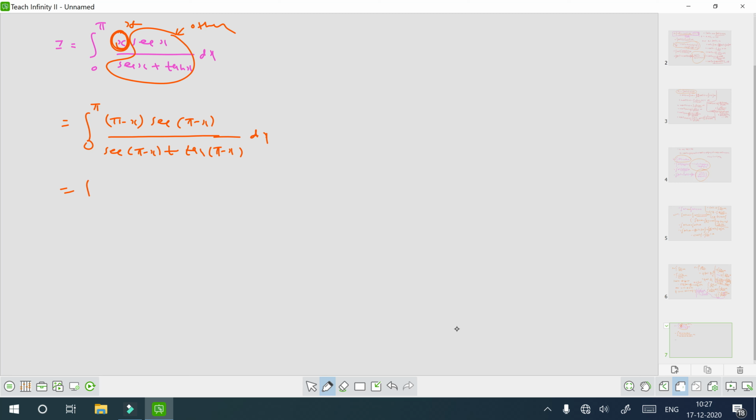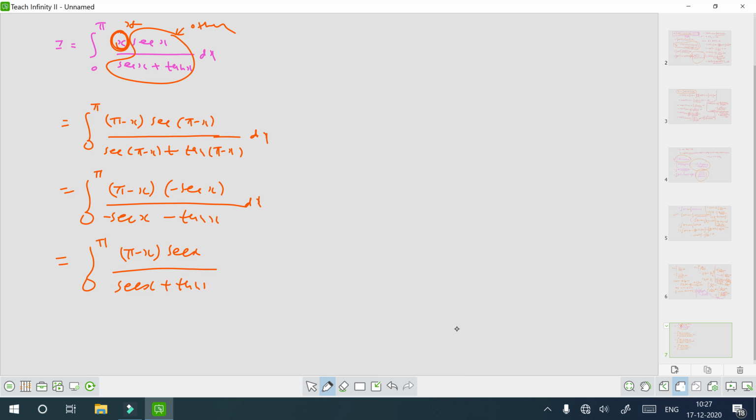pi minus x લેશો એટલે કયું ક્વોડ્રન્ટ આવે, સેકન્ડ ક્વોડ્રન્ટ. In second quadrant sec function is negative, minus sec x, tan પણ નેગેટિવ, minus tan x dx, minus કેન્સલ કરી દઈએ. 0 to pi, pi minus x, sec x over sec x plus tan x. હવે સેપરેટ કરો ઇન્ટિગ્રલને, તો ઇક્વલ ટુ શું આવે, 0 to pi, pi sec x minus x sec x upon sec x plus tan x.